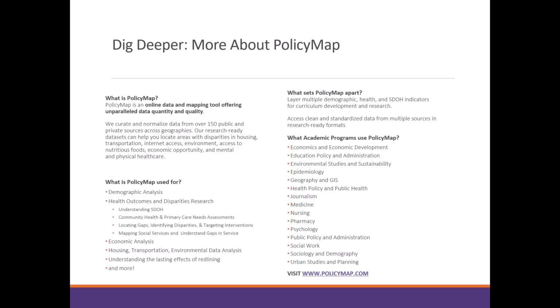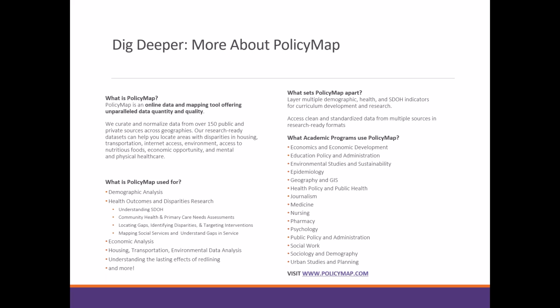And also, I just wanted to summarize some of the things that we talked about. So the data from PolicyMap is coming from over 150 public and private sources across geographies in the United States. We're used for demographic analysis, for health outcomes and disparities research, for economic analysis, for finding data related to housing and transportation and the environment. And some of the use cases we talked about were things like the lasting effects of redlining, and we talked about gentrification.